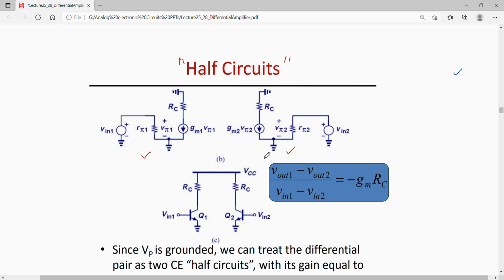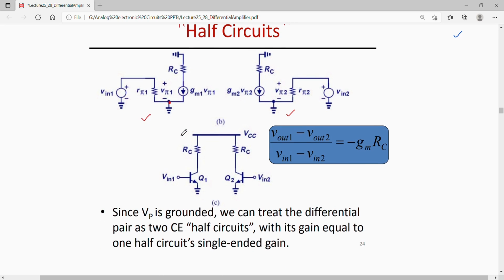And we have considered VP is grounded, that is, the emitter of both the transistors is grounded in the small signal model. So we can treat this differential pair as two common emitter half circuits.